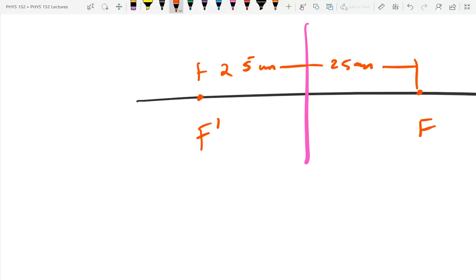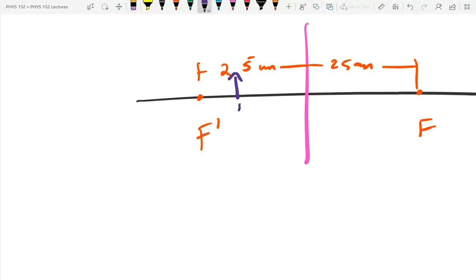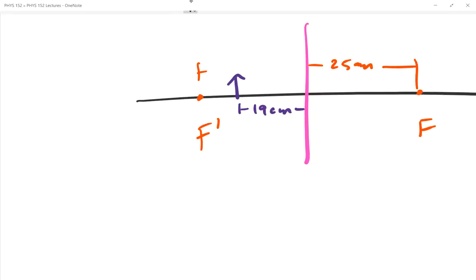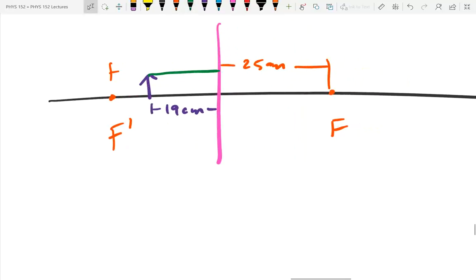And then I need to place my object. My object is here, 19 centimeters. Now we had three rays to draw. I'm going to erase the 25 centimeters here because it's interfering with me. What are the names of the three rays? Parallel ray is the first one. Parallel ray starts parallel, and then how does it refract? Refract so it goes through the focal point. Best I can do freehand.